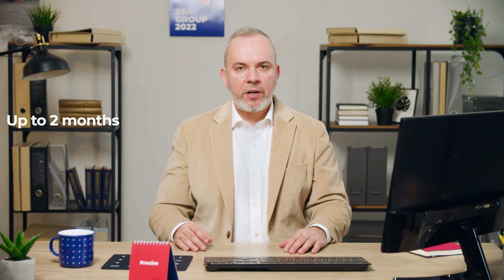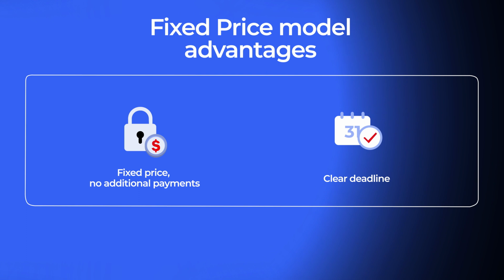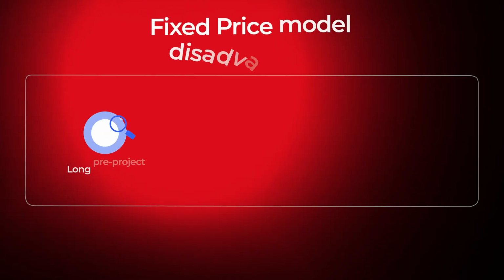The fixed-price model assumes a predetermined scope of the project, a set deadline, and an agreed-upon price. This model works best for the project with a duration of up to 2 months. The main advantages of this model are fixed budget and clear deadline. There are several important points to keep in mind when applying a fixed-price model to avoid common pitfalls.